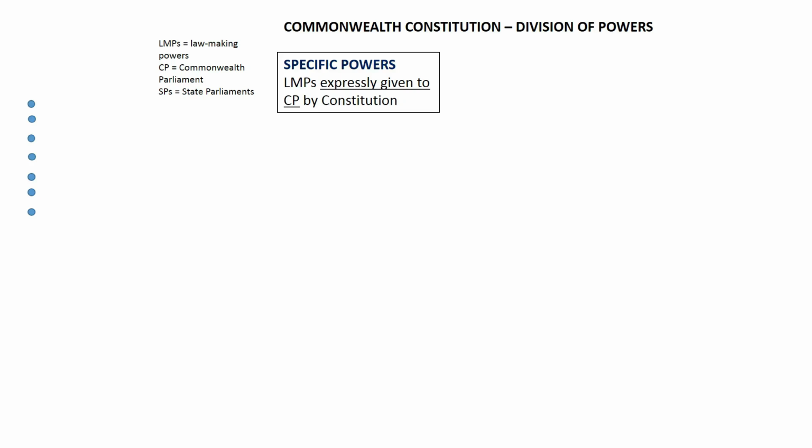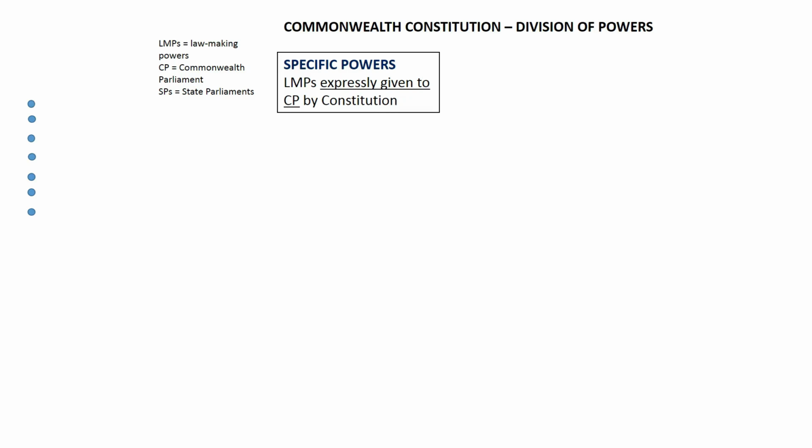One of the most important things that the Commonwealth Constitution does is to provide for the division of lawmaking powers between the Commonwealth Parliament and the state parliaments. There are 4 kinds of powers that we are looking at, and it's important that you know the definition of each of these kinds of powers and that you can give at least one example of each. The first kind of power are the specific powers, and these are the lawmaking powers, LMPs. Don't use that abbreviation in the SAC or exam, that's what I've used for the purposes of these slides only.